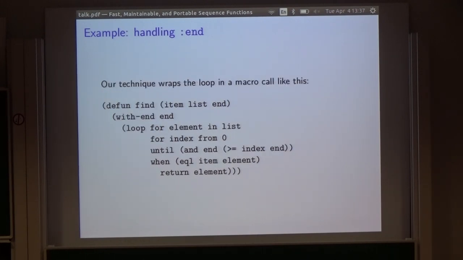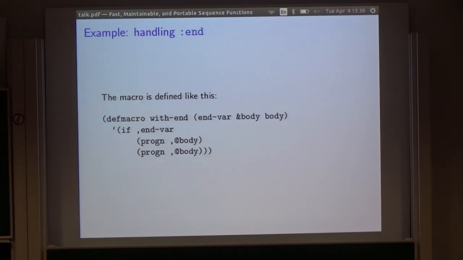So the way we do it is we wrap the loop in a macro. It's called with n. And then, of course, we have macros with key, with test, and so forth. The loop looks the same. Only one version of the loop this time. The macro looks like this, completely silly. It basically tests the n variable and then inserts the loop twice.